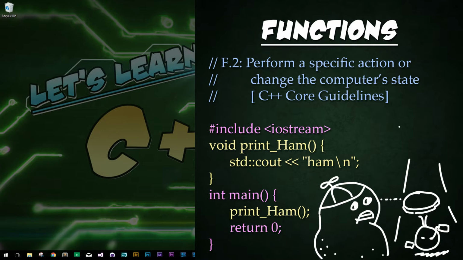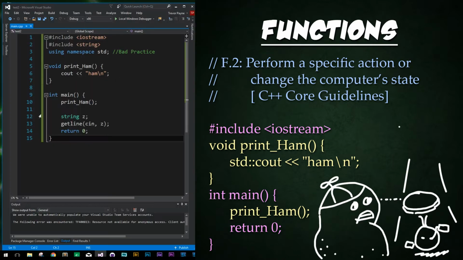C++ Core Guidelines, Part F2, says a function performs a specific action or change to the computer's state. And I think that is a good description of a function. So I've pasted in here a simple function example. We have our same old code of including the IO stream and including the string, as well as using namespace standard, which is a bad practice. I will explain in a later tutorial when we cover namespaces. But for now, just know it should be generally avoided when you get into a professional line of programming.